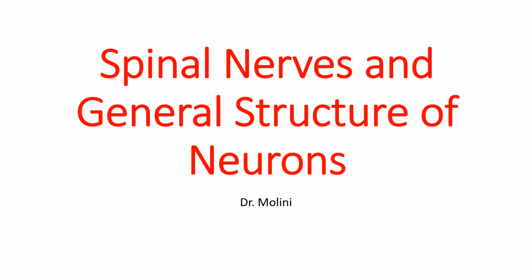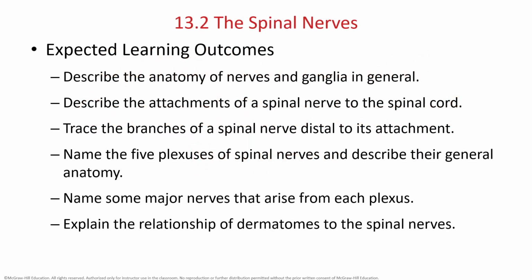In this video, I go over spinal nerves and the general structure of neurons. We're going to describe the anatomy of the nerves and ganglia. We're going to describe the attachments of spinal nerves to the spinal cords. We're going to trace the branches of the spinal nerve distal to its attachment.